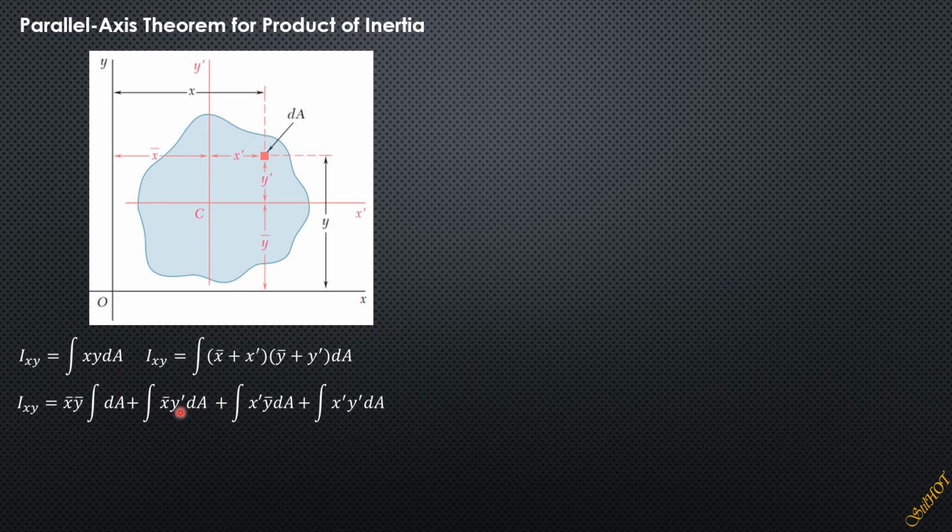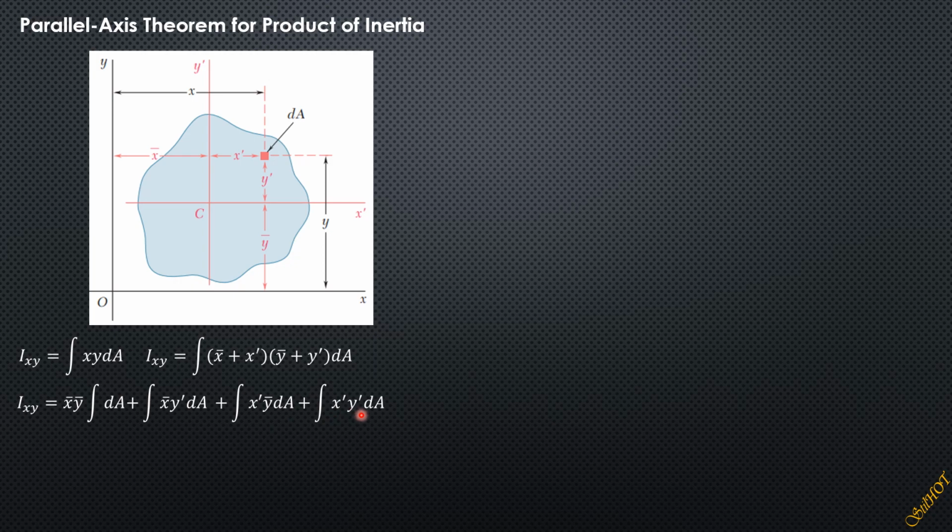We note that barred x is constant, so we can put it before the integral sign. Of course, barred x barred y integral of dA is just area times barred x barred y. For integral of y prime dA, by the first moment of mass, this is simply area times y sub c. That means y sub c is 0 because it passes through the centroid. So this expression will just be 0. Then the integral of x prime dA, with barred y constant, is area times x sub c. And again, x sub c is 0, because it passes through the centroid. So this integral would be 0.